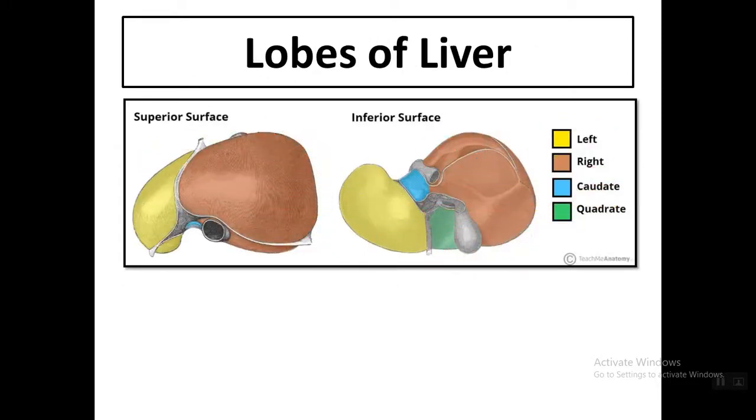What are the lobes of the liver? By the presence of the falciform ligament, the liver is divided into two main lobes, a larger right lobe and a smaller left lobe. And by the presence of the inferior vena cava and the gallbladder, it will be further subdivided into the caudate lobe superiorly and the quadrate lobe inferiorly, in between surrounding the porta hepatis.